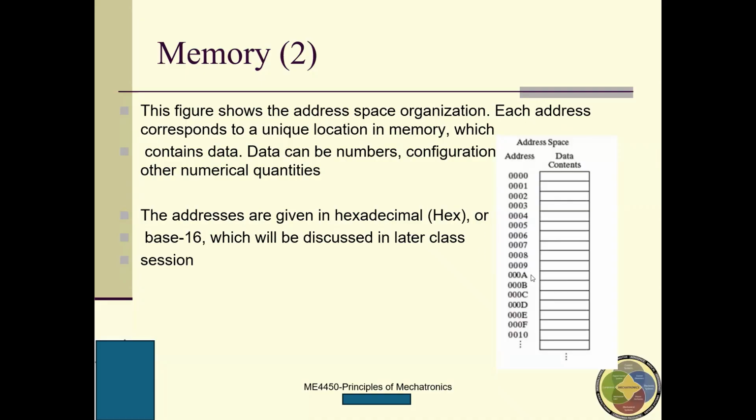So A stands for 10. A corresponds to our decimal number 10, and so on and so forth. F corresponds to decimal number 15. So this is the address, and then this is the contents. So this is the guest house number. So this is your guest, and who is in which room.